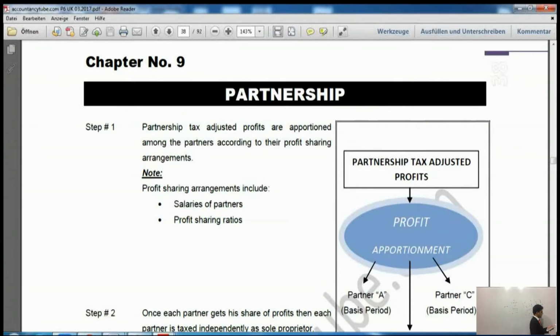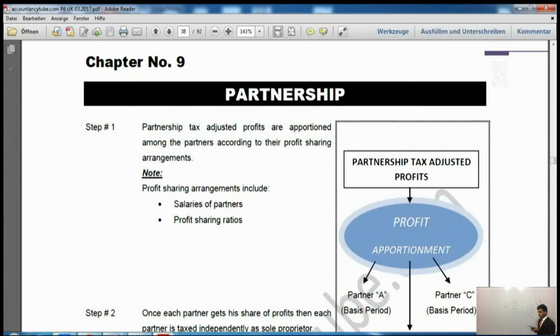As you can see on the screen, this is partnership, and there are 2 steps in calculating partnership as far as taxation is concerned. First, the partnership tax adjusted profit is apportioned among partners according to the profit sharing arrangements. The salaries will be paid to partners, and after that the profit sharing ratio will be applied. In step 2, once each partner gets his share of profit, each partner is taxed independently as a sole proprietor. A separate basis period will be calculated and separate loss reliefs will be calculated.